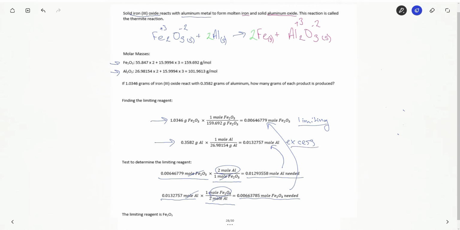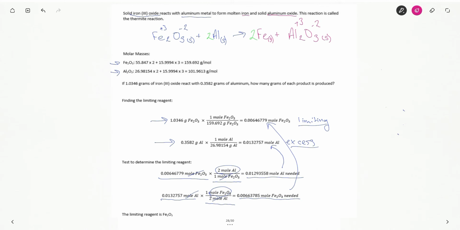Now, if you ever have time on a problem, you can always test both of your reactants, and they should lead you to the same limiting reactant. However, when we're in time constraints, we don't always have that luxury. So just know you can choose one, test it, and you can determine your limiting reagent.